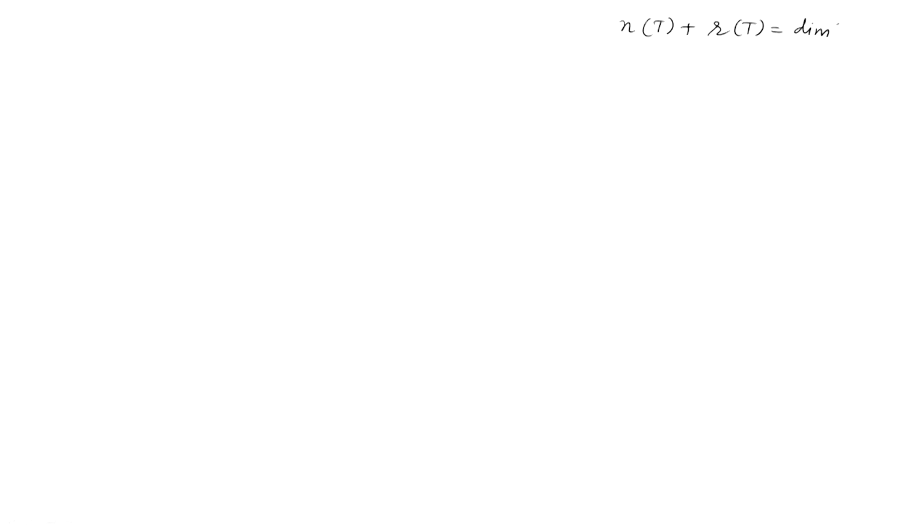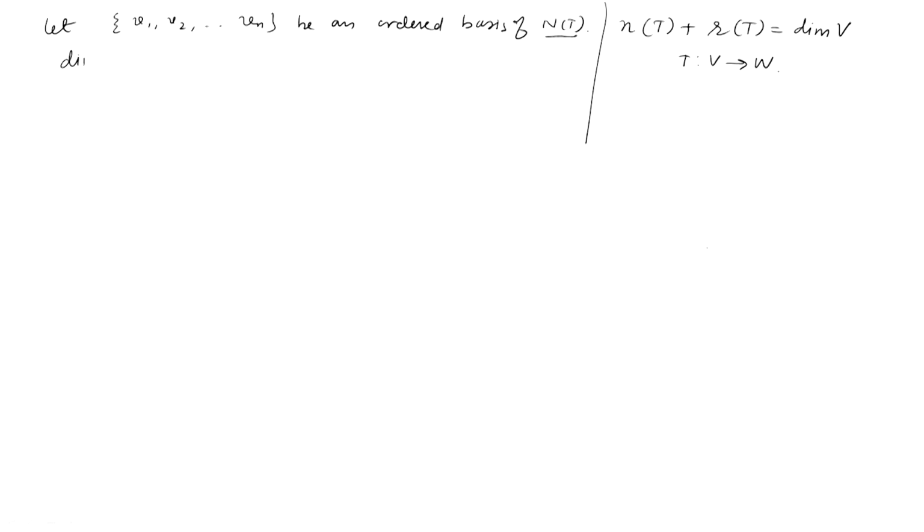We have to show that nullity of T plus rank of T is equal to the dimension of V. Here T is from V to W. Now, let us consider that V1, V2 up to Vn be an ordered basis of N(T), the null space of T. Since it is a subspace of V, we can always extend this basis to form the basis of V. So, let us suppose the dimension of V is say P.